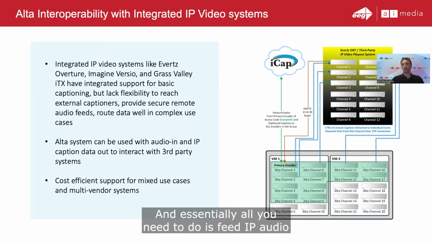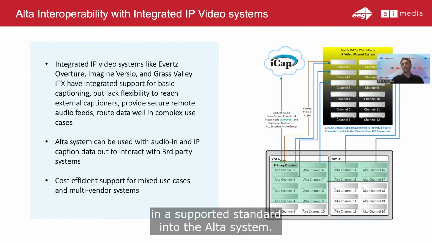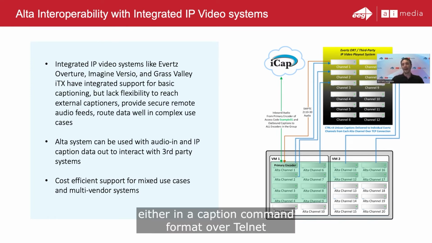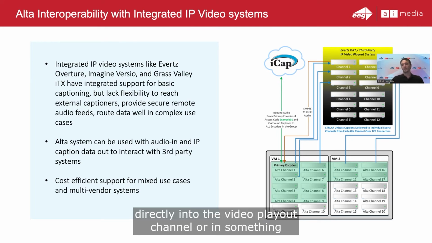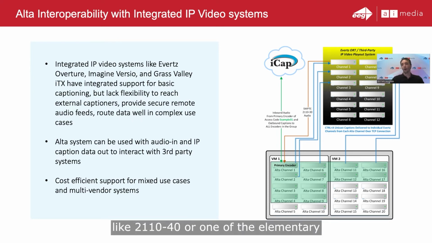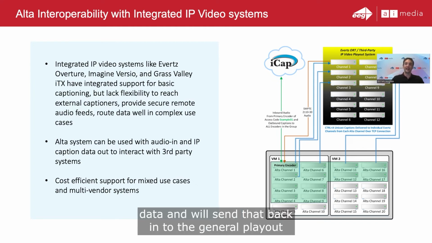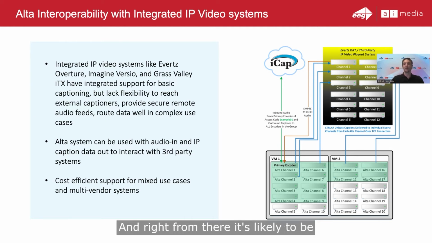And essentially all you need to do is feed IP audio in a supported standard into the Alta system, and the Alta system will send out the live captions either in a caption command format over Telnet directly into the video playout channel, or in something like 2110-40 or one of the elementary stream standards for captioning that effectively creates just a narrow stream of just the subtitle data, and we'll send that back into the general playout system where it can be time integrated, and right from there it's likely to be feeding a number of different sources.